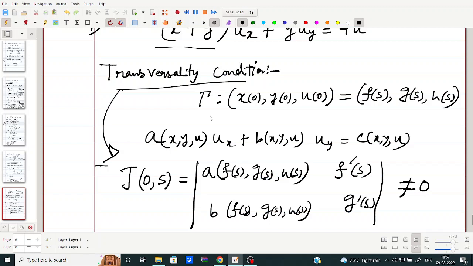This is the condition, the transversality condition. You told me Cauchy condition. Maybe it is the transversality condition, you are assuming. I don't know. Maybe.